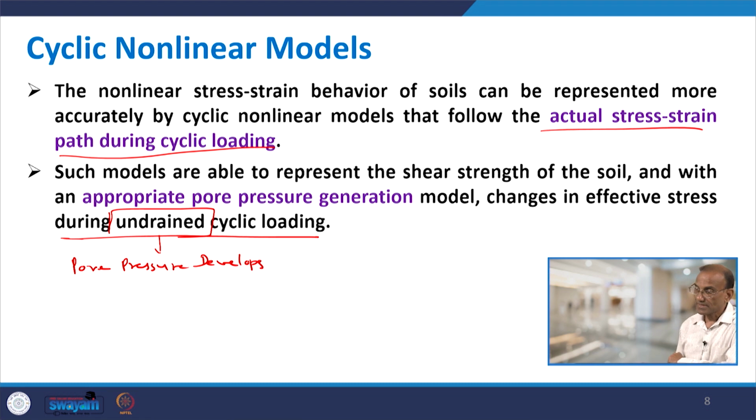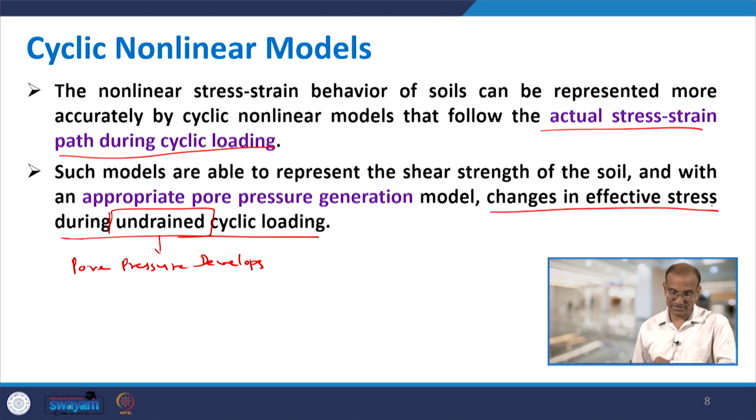Number 1, when pore pressure develops, there will be changes in effective stress, the effective stress will decrease, and when there are changes in the effective stress, then these models will behave differently.